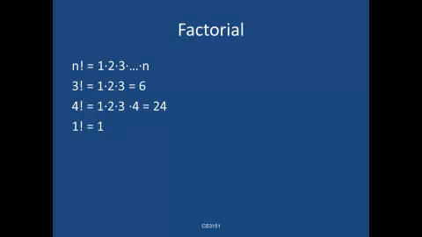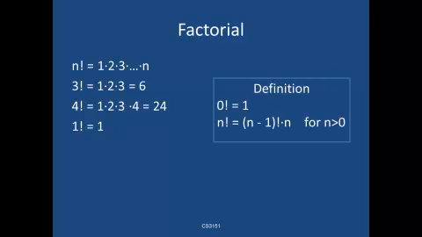The definition of factorial is as follows. 0 factorial is defined to be 1. For numbers greater than 0, factorial is defined by a recurrence relation. n factorial is equal to n minus 1 factorial times n.